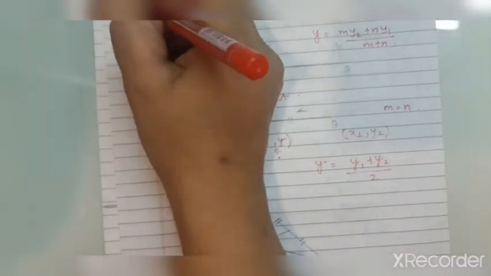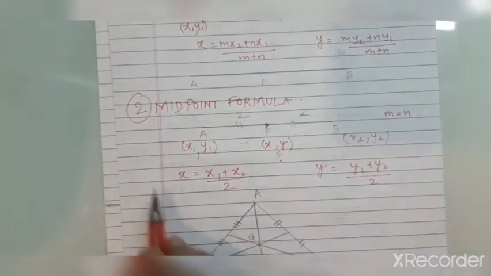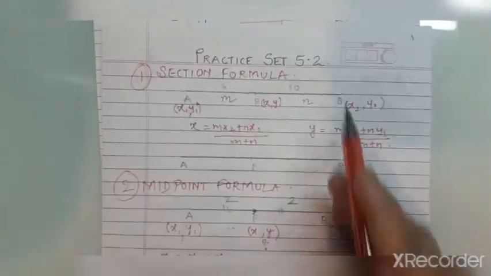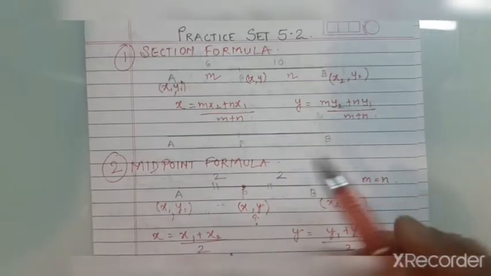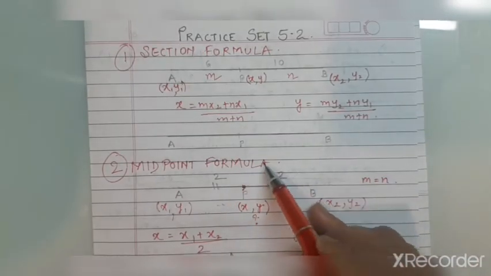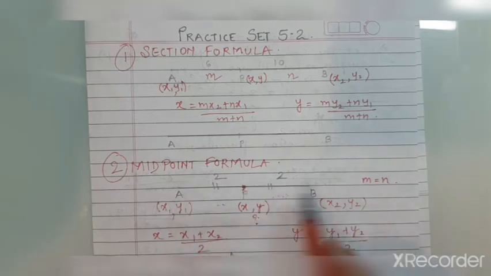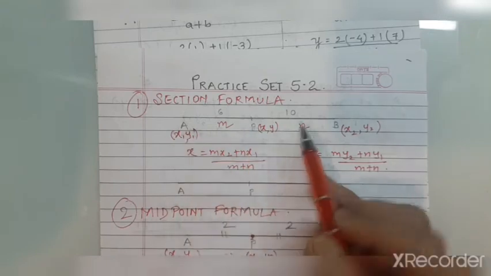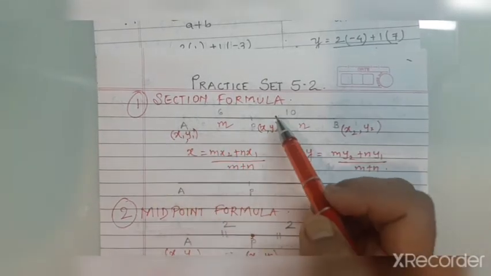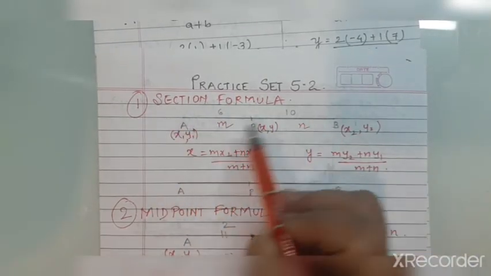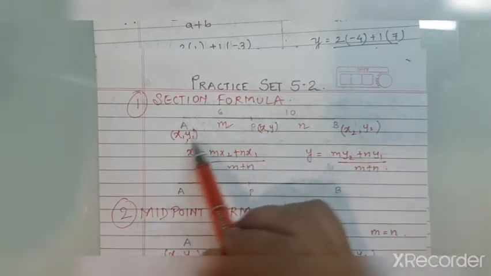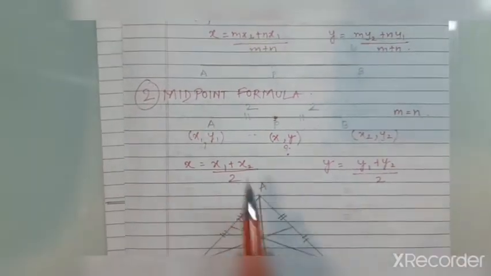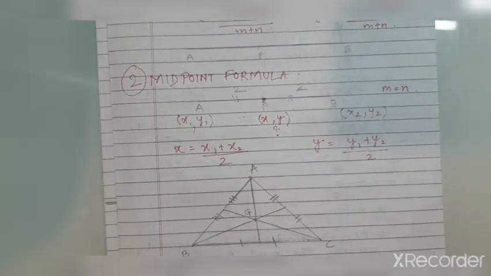Okay, so this is the first formula, this is the second formula, midpoint. This is the first section formula we studied, and this is the midpoint. What is the difference between section formula and midpoint formula? In midpoint formula, we have the midpoint which divides the segment. And in section formula, this is a point which divides the segment AB in any proportion. It's not that it should be equal on both the sides. It can be any proportion. Okay. So this is the midpoint formula.